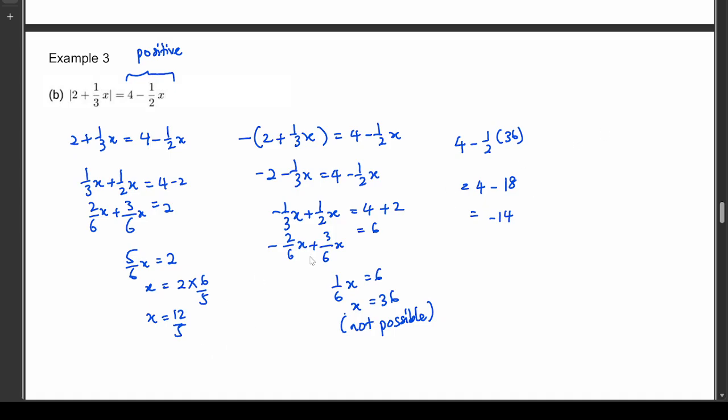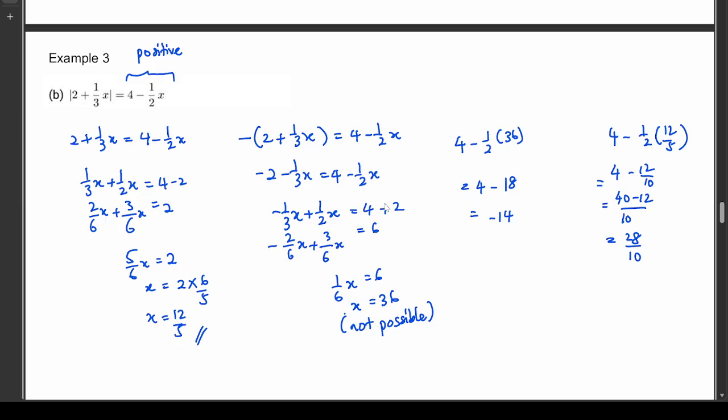Okay, if I do for 12 over 5, I will get a positive number. So it's correct, right? Because when you modulus something, you must get positive. So only x equals to 12 over 5 is the answer.